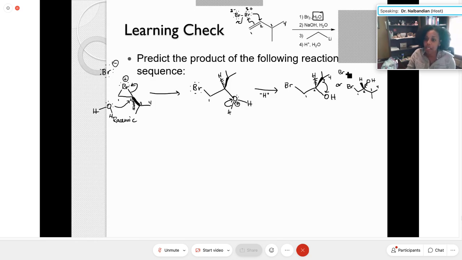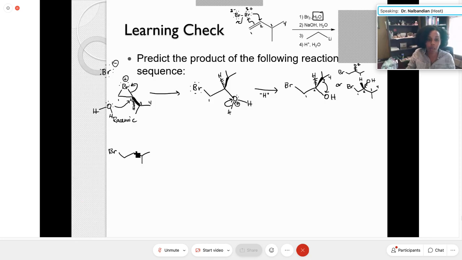The other way to draw this, because again, we don't need to show the hydrogen there, would be to just show we have this OH as a dashed line, which assumes the hydrogen is on the wedge. So that is our intermediate after step 1. All we've done is step 1. Now we have to move on to step 2. So I'm just going to draw it down here.